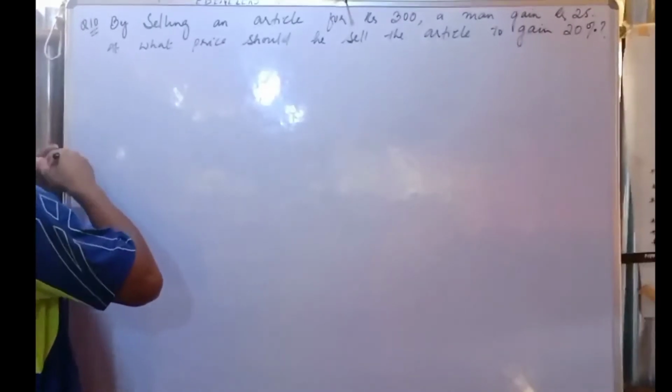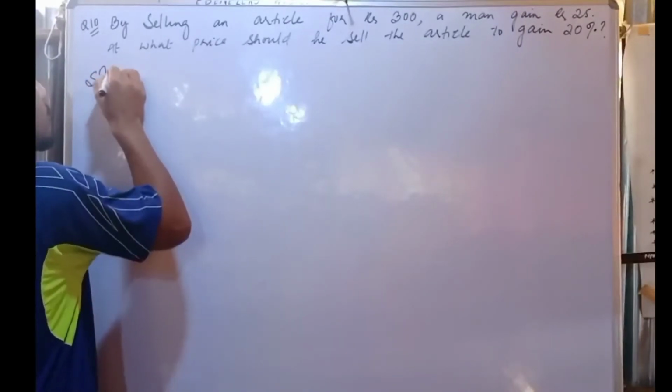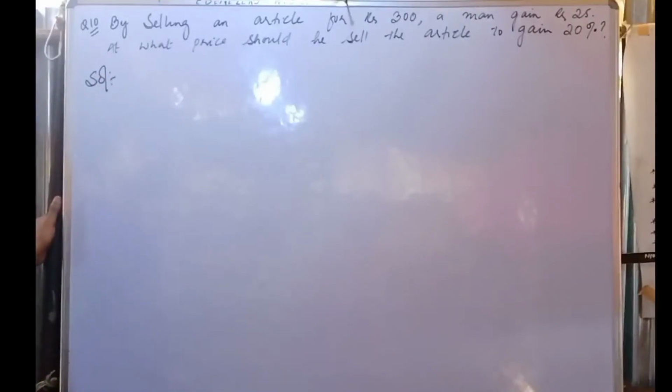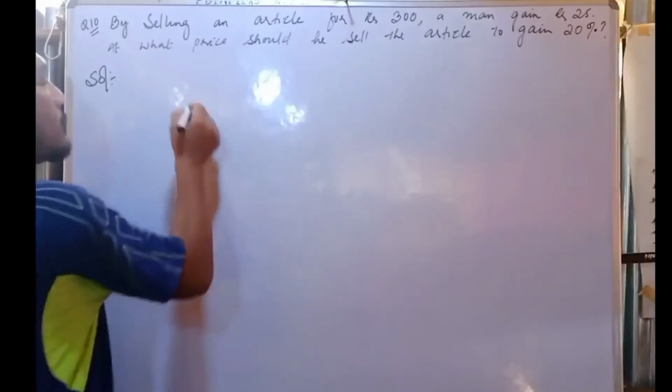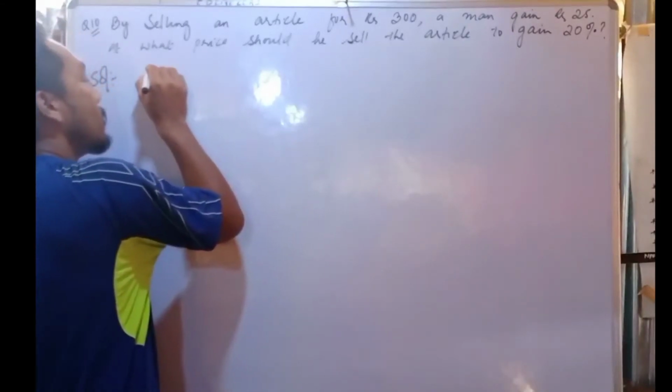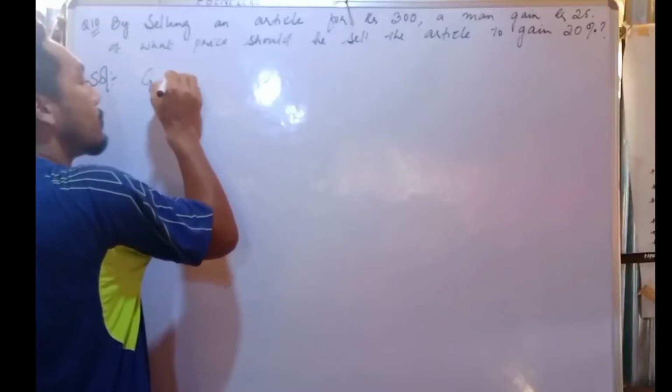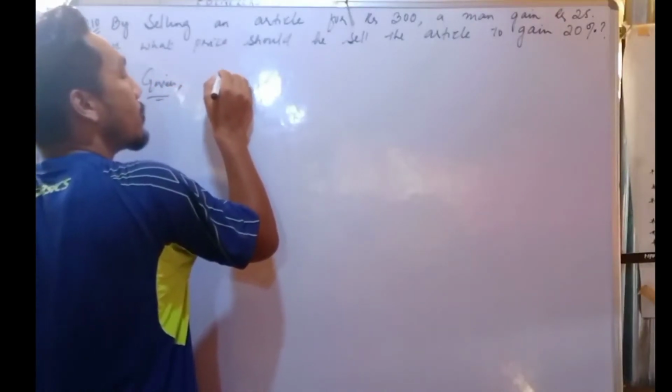Question number 10. By selling an article for rupees 300, a man gains rupees 25. At what price should he sell the article to gain 20 percent? The SP is given, so we will write out what is given in a very short way.